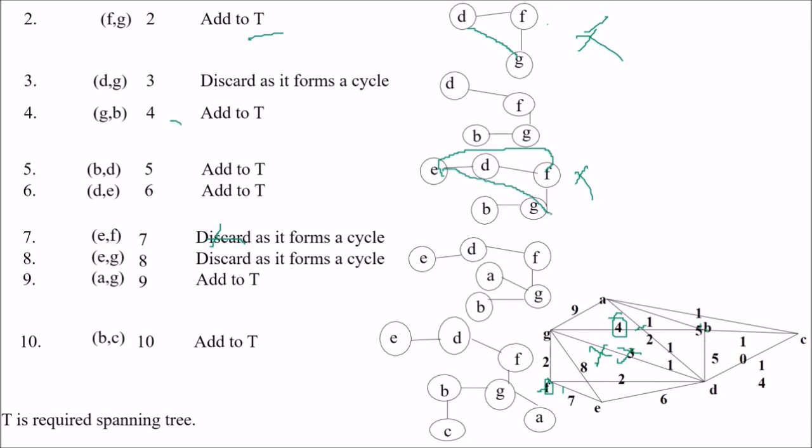If I combine EG, that will make a cycle. No, we can't take it. So we discard it from the cycle. Let us take AG, 9, no problem. No cycle.